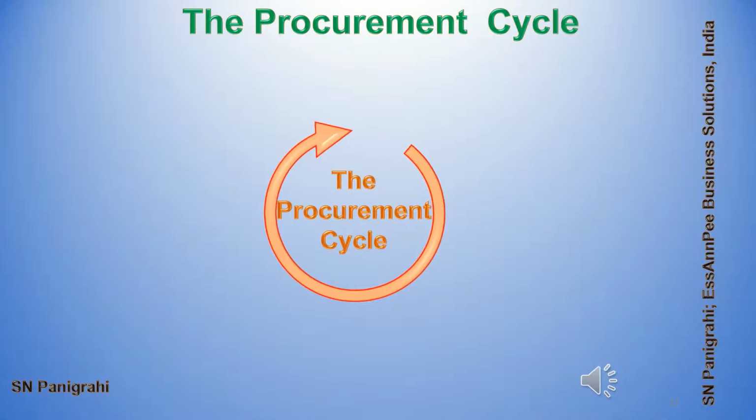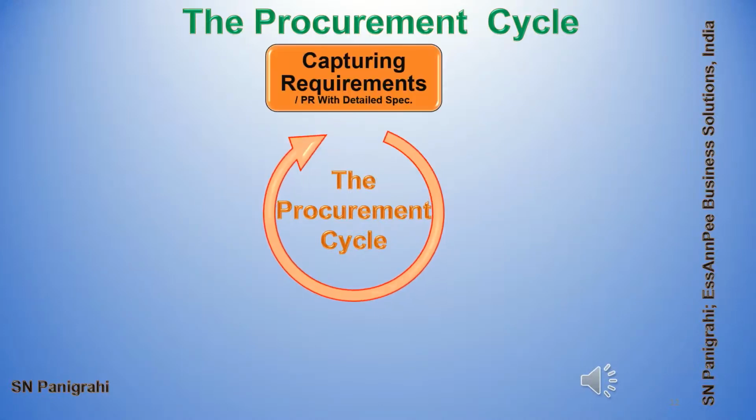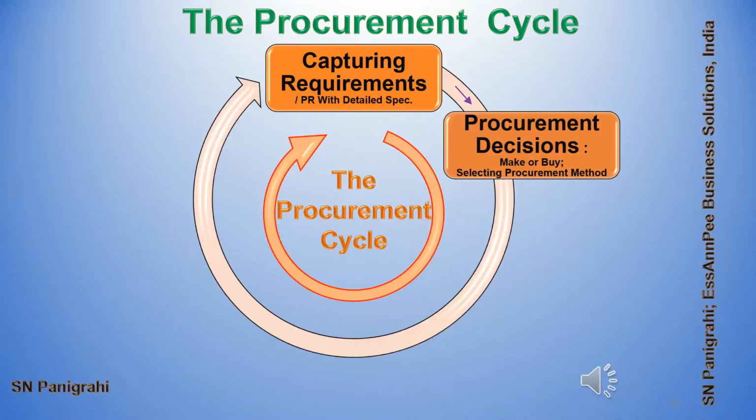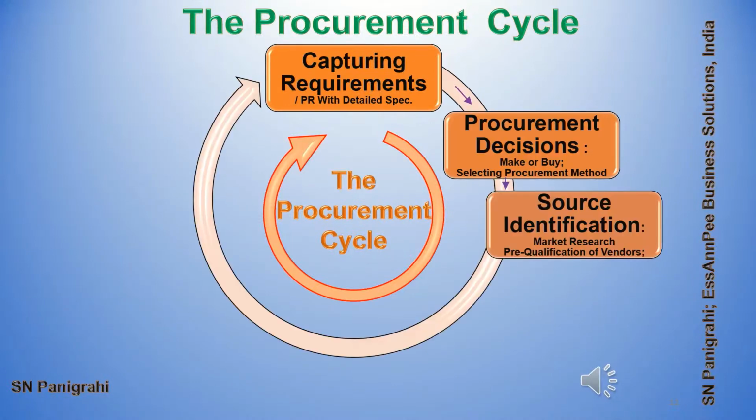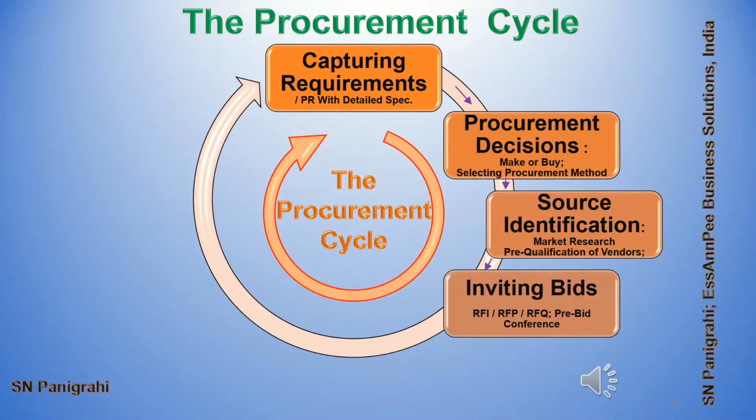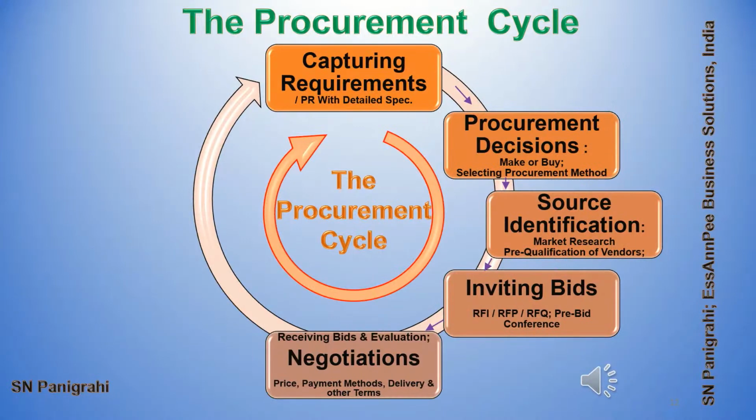Procurement cycle includes capturing requirements, purchase requisition with detailed specifications. Procurement decisions, that is make or buy, selecting procurement method. Source identification includes market research and pre-qualification of vendors. Inviting bids means sending bid documents like RFI, RFP, RFQ, and arranging pre-bid conference. Next is receiving bids and evaluation, negotiations, price, payment methods, delivery and other terms.